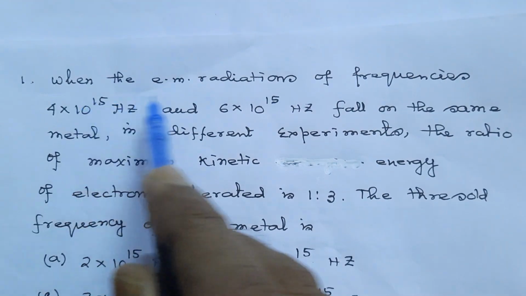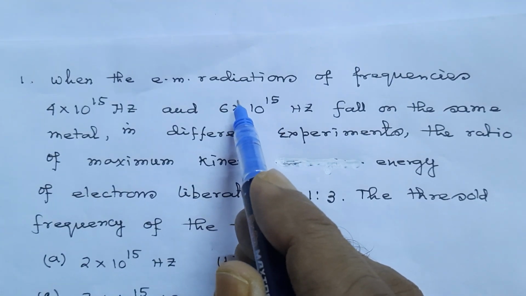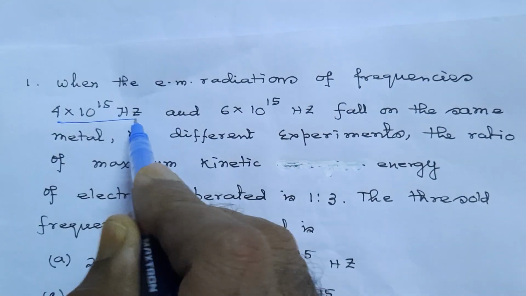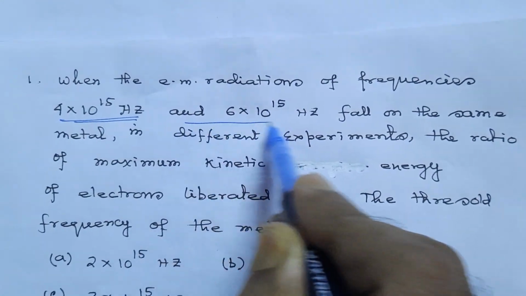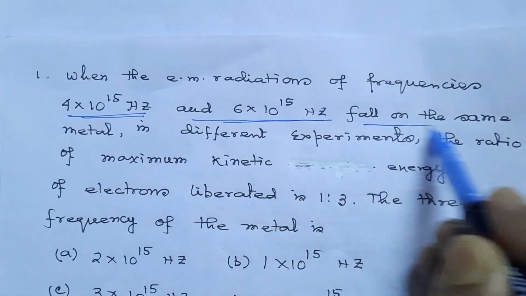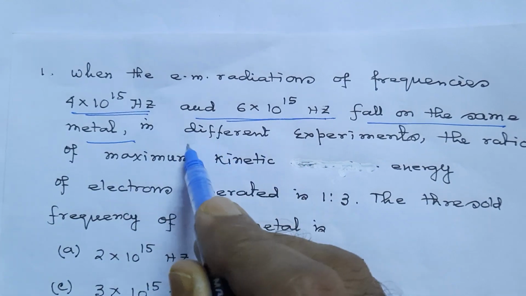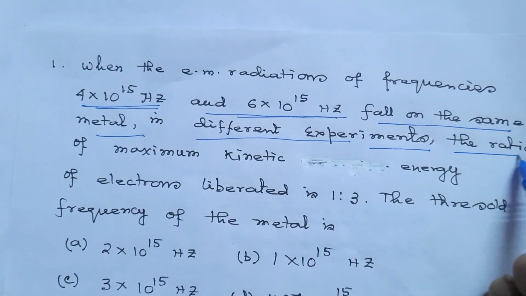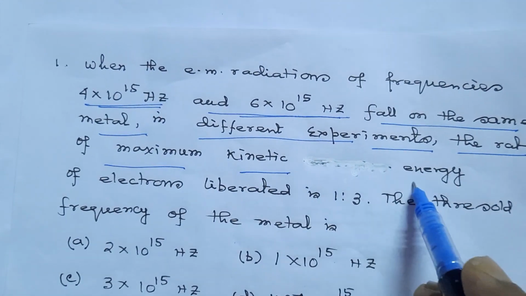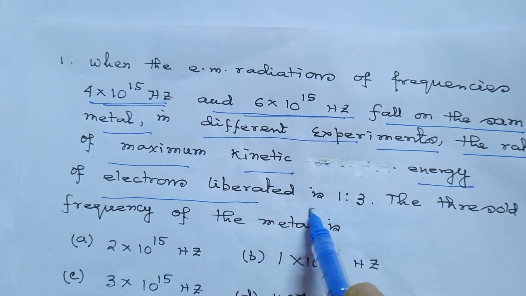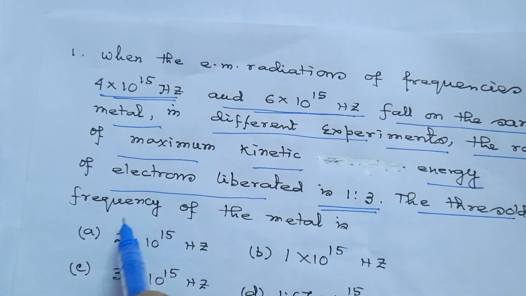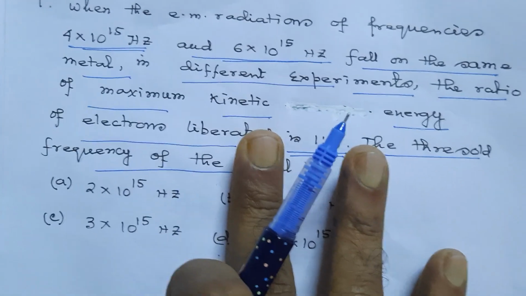First question is that when the EM radiations of frequencies 4 into 10 to the power 15 Hz and 6 into 10 to the power 15 Hz fall on the same metal in different experiments, the ratio of maximum kinetic energy of the electrons liberated is 1:3. The threshold frequency of the metal is.